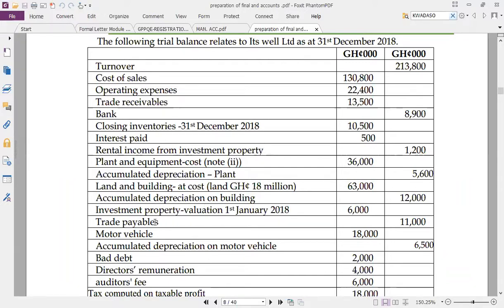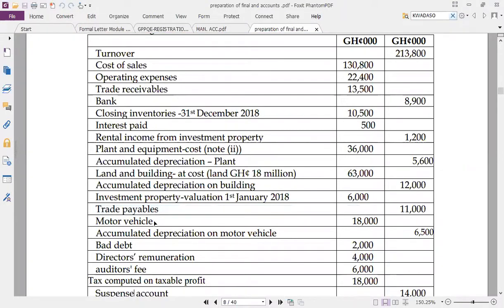Trade payables. With the trade payables, you can carry it there. It's one of the figures that so far has been free. No note will affect it, most often. Motor vehicle, 18,000. That's the cost. Accumulated depreciation is there. Bad debt in the trial balance, you add it to operating expenses. It ends there.